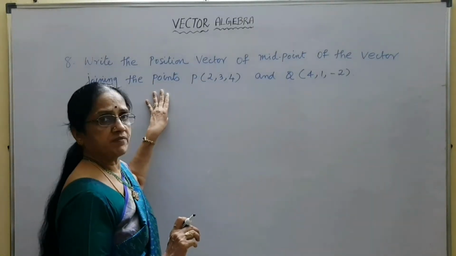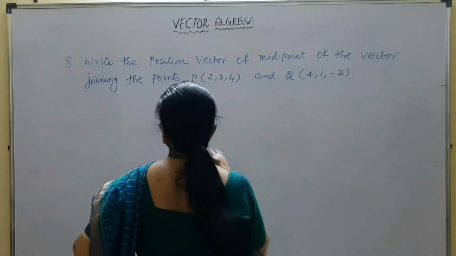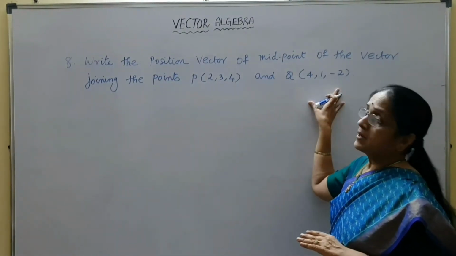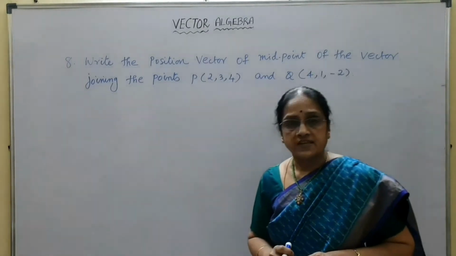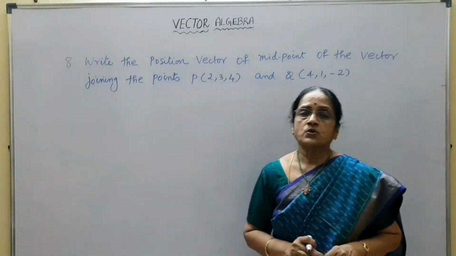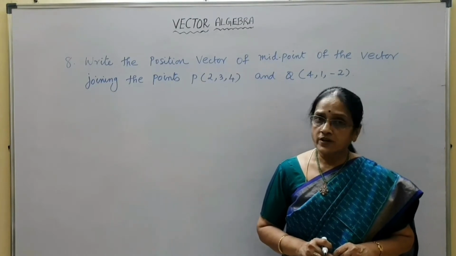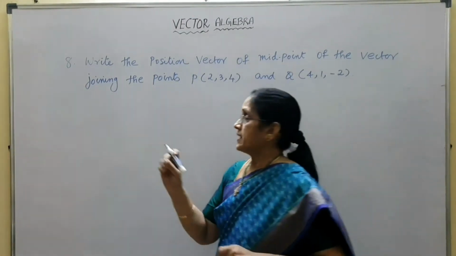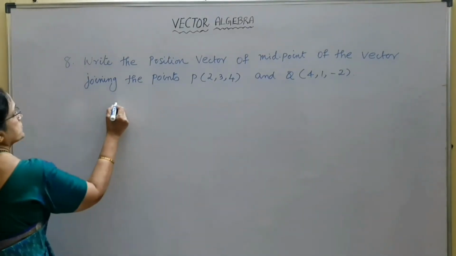Find out the position vector of the midpoint of the vector joining the points P(2, 3, 4) and Q(4, 1, -2). This question is taken from the NCERT book. Also, in the 2011 foreign paper, the same question was asked in the board examination. Now, let's do this solution.